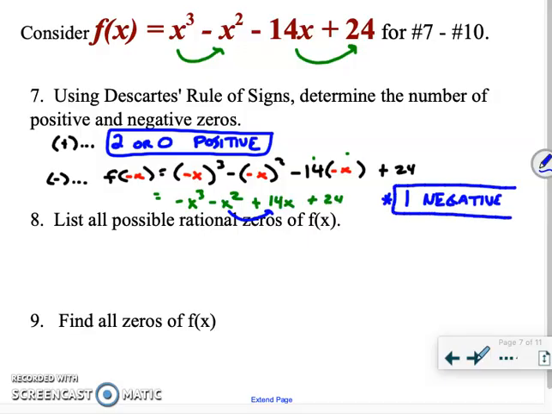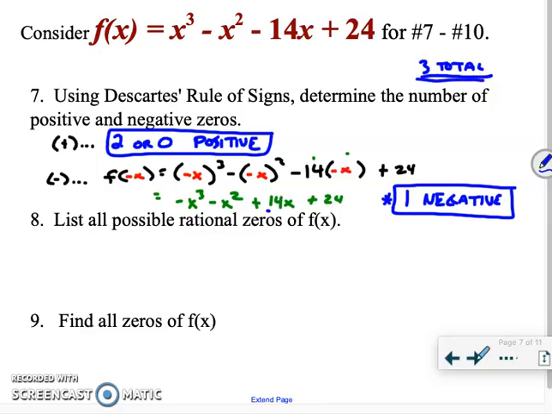All right, so we know that there's exactly one negative real zero. We know that there are 2 or 0 positive real zeros. Maybe I should have mentioned this at the very beginning of the problem: since there's a degree of 3, that means that we're going to find 3 total zeros.